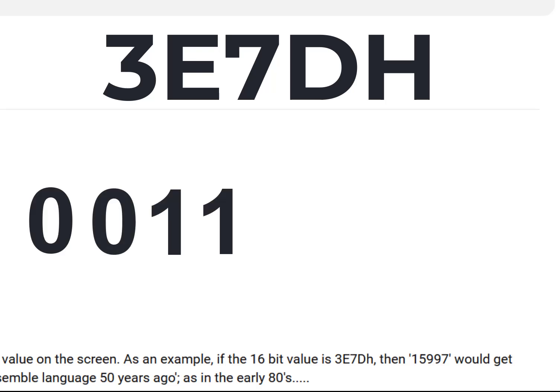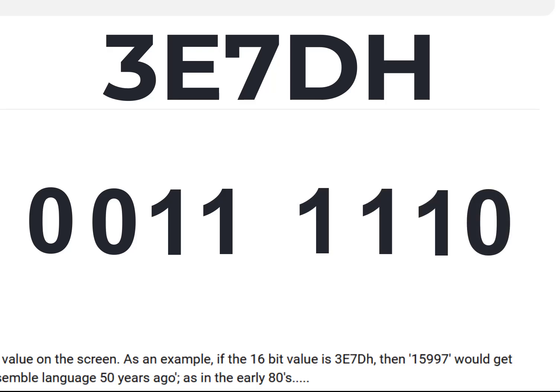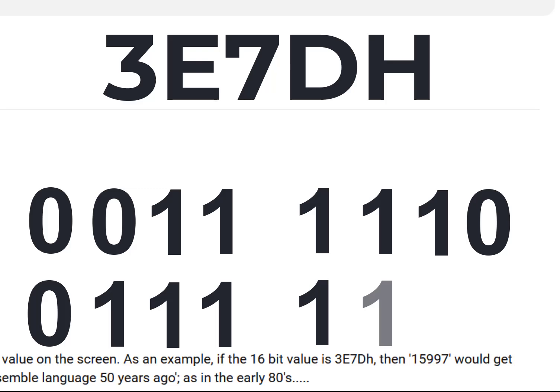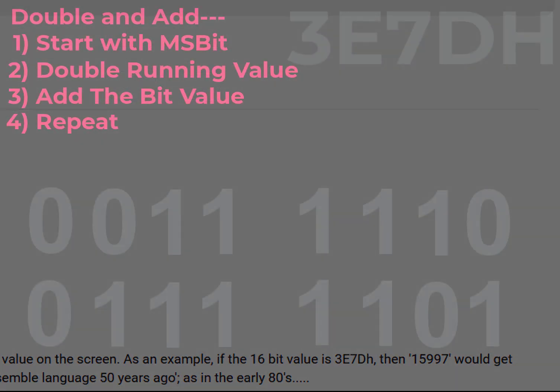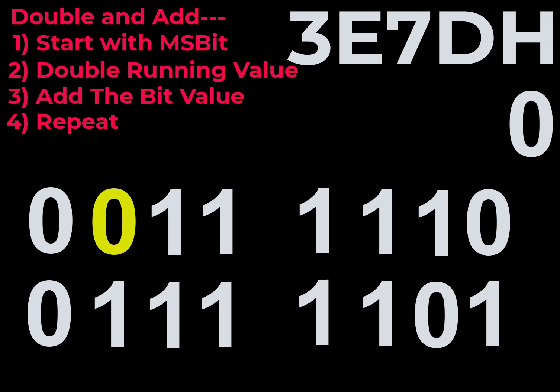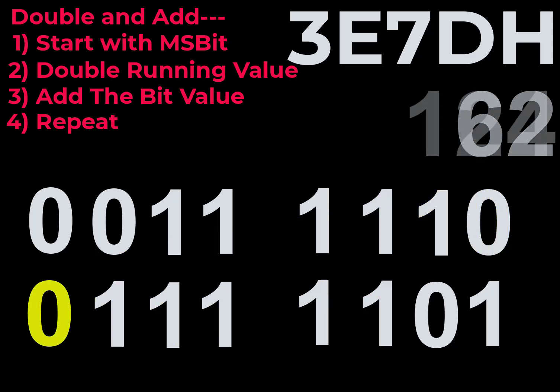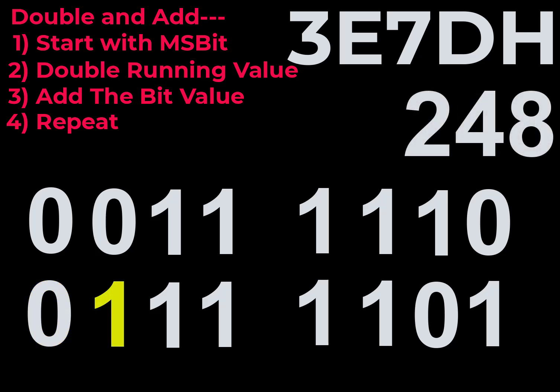3 is 0011, E is 1110, 7 is 0111, D is 1101. Okay, so starting with 0 in our head, we add 1, so we got 1. We double it, 2 plus 1 gives 3. 6 plus 1 is 7. 14 and 1 is 15. 30 and 1 is 31. We double it to 62. 62 doubled is 124. 124 doubled is 248, plus 1 is 249.